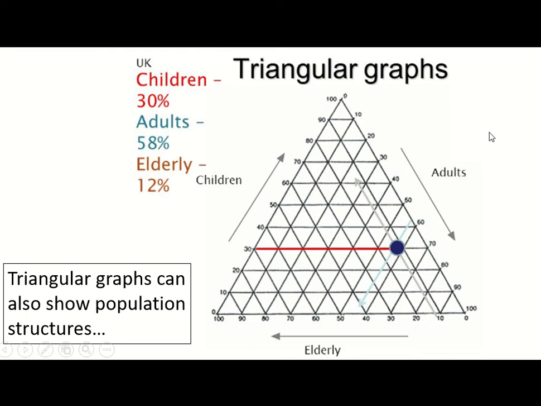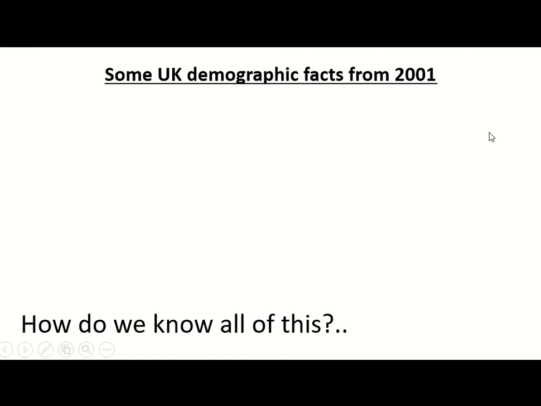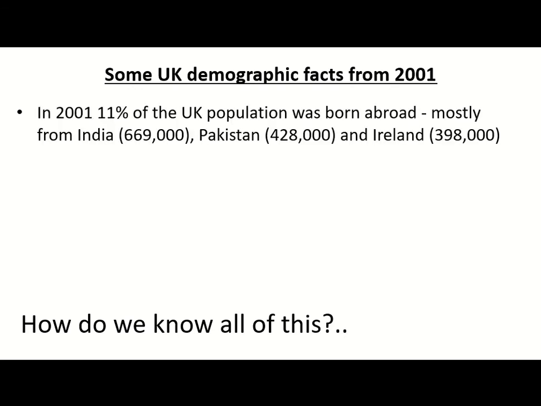Okay, so now we can start to look at some demographic facts. Demography just refers to how a population is made up: what that population does, or how old it is, or what jobs they have, or how many people live in houses, etc. So these are all facts from the year 2001, which is a significant year, and I'll tell you why in a second. These are facts from 2001 about the UK's population.